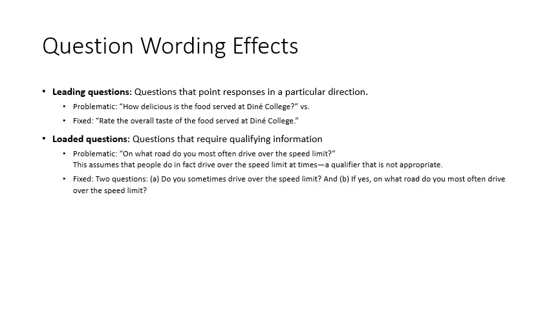Another problem is loaded questions, questions that require qualifying information. So let's look at the first bullet point, the problematic example. On what road do you most often drive over the speed limit? Well, it's a problem because it assumes that people do in fact drive over the speed limit, and we haven't qualified this. We haven't had a question yet that indicates whether they do or don't drive over the speed limit. And so a fixed response would be to turn this into two questions. Question A, do you sometimes drive over the speed limit?